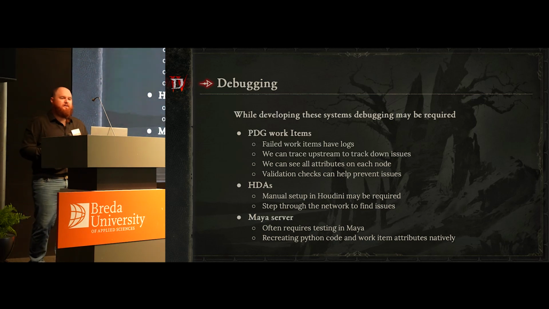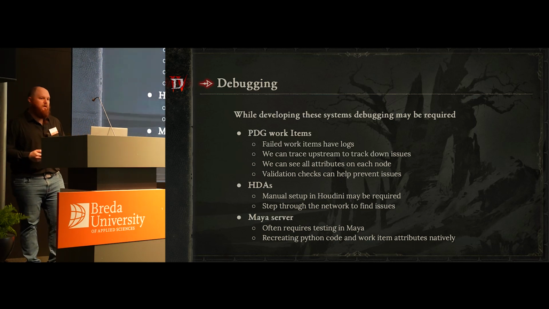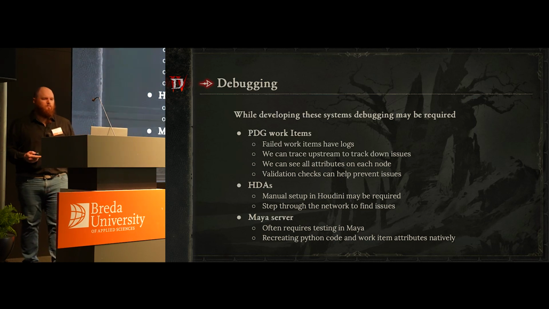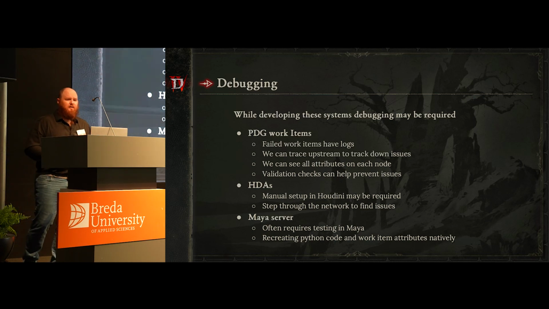Also, validation checks can help prevent issues, so checking before a file exists before actually doing anything about it. HDAs can be debugged in Houdini itself, set up manually. We can match the HDA parameters to our PDG network or the CSV file. And on the Maya server side, it often requires testing inside of Maya and recreating the Python code in Maya natively to figure things out and debug.